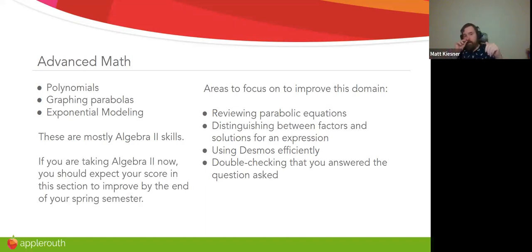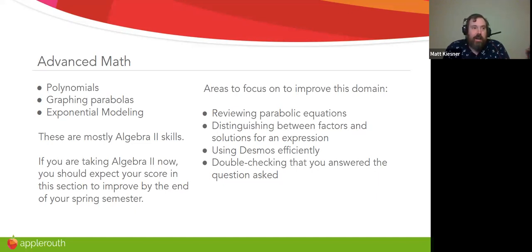Now, advanced math is going to be polynomials, graphing parabolas, exponential modeling, and a lot of other miscellaneous things. These are mostly Algebra 2 skills, and for some of you, I'm sure you've taken Algebra 2 and you might be in pre-calculus or even calculus. But others are going to be in Algebra 2.